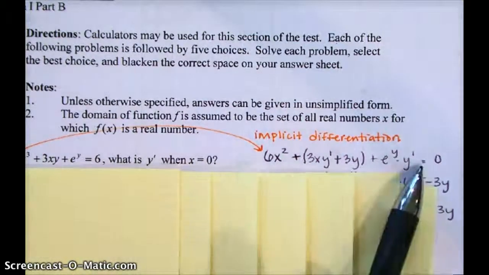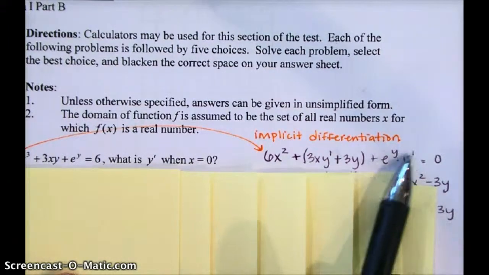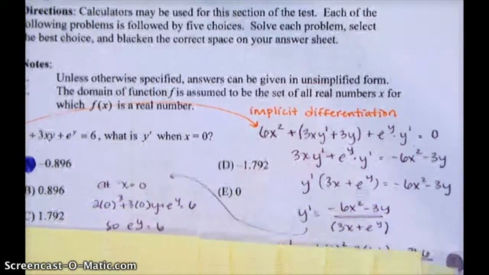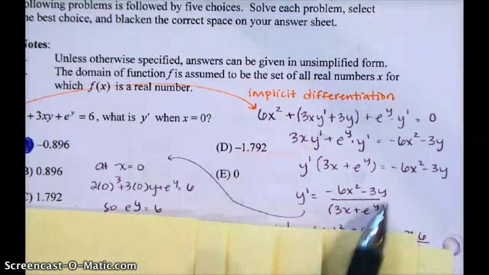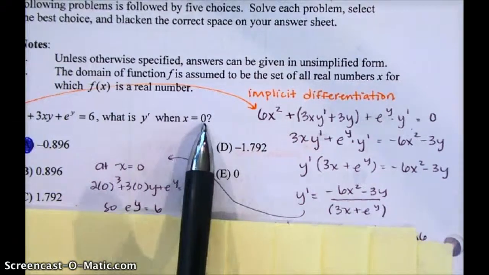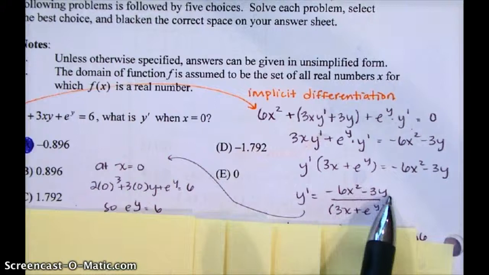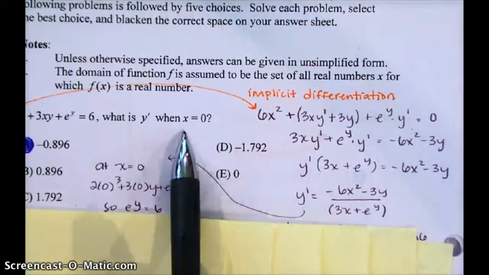Now that I have my implicitly differentiated expression, I need to get y prime by itself, basically just solve for the derivative of y. I do that by gathering terms and then by dividing, and I end up with this expression. So the question is asking, what does this equal when x equals 0? I can easily imagine plugging in 0 here, but I also need to know what y is, because I'm going to have to plug in a y as well, and they don't tell me what y is.